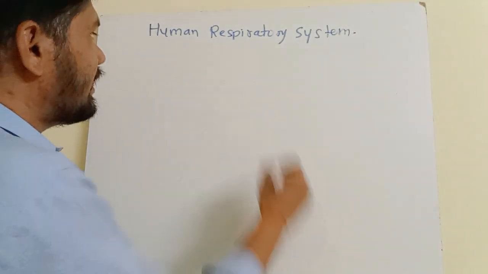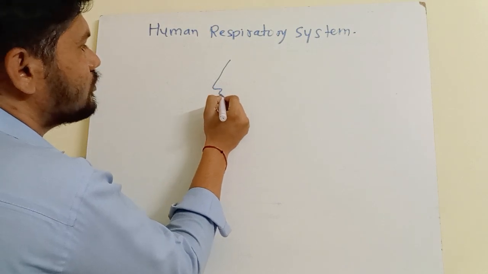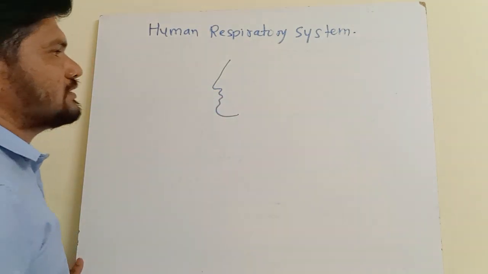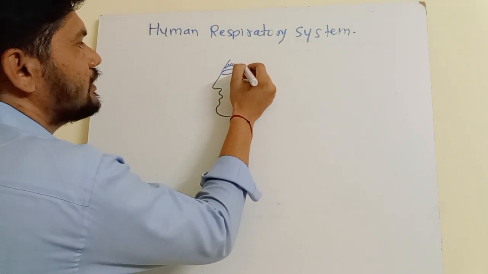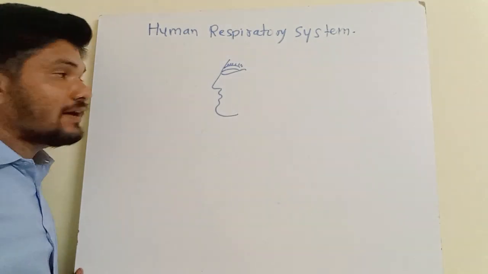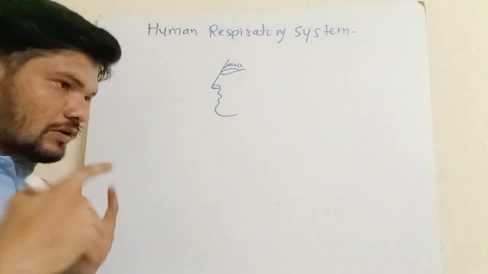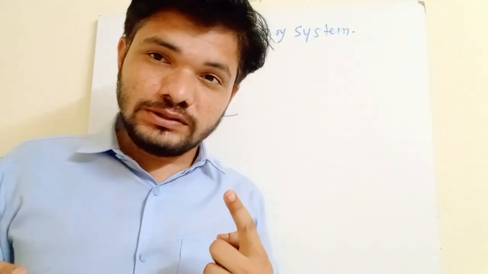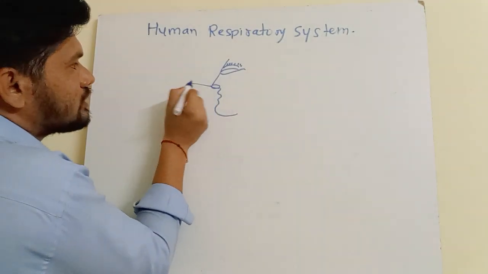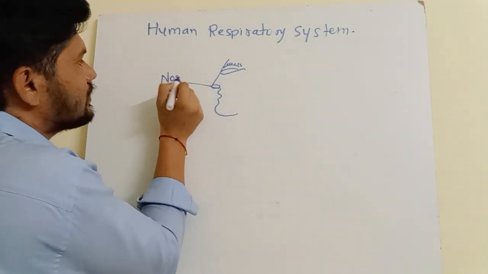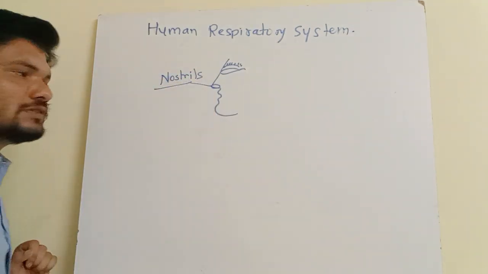So, first of all, here I am drawing a human for you. Suppose this is the nose of the human. This is the face of the human. Let's draw eyes also. Okay. And the human respiratory system starts from the small little holes which are present in our nose. These holes are called nostrils. So it starts from the nostrils. Nostrils are present above your upper lip. This is nostril.